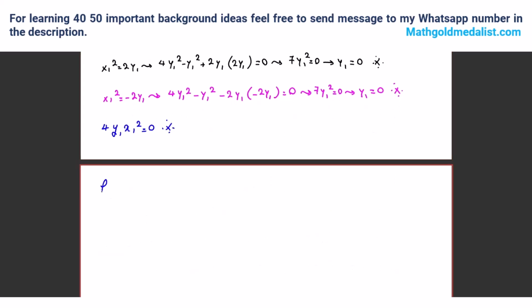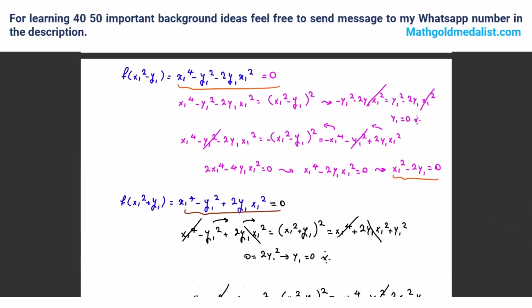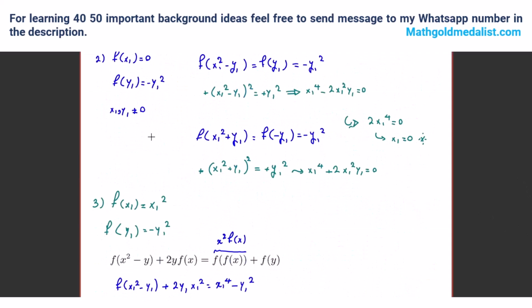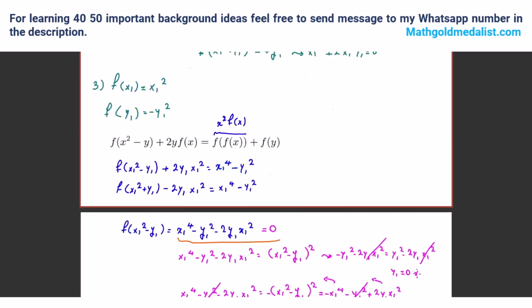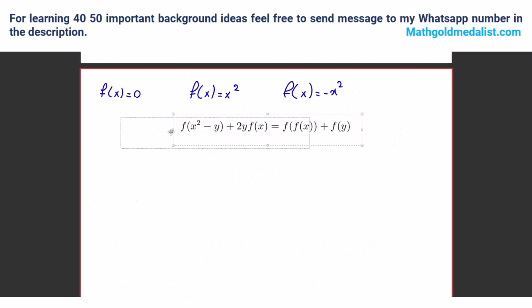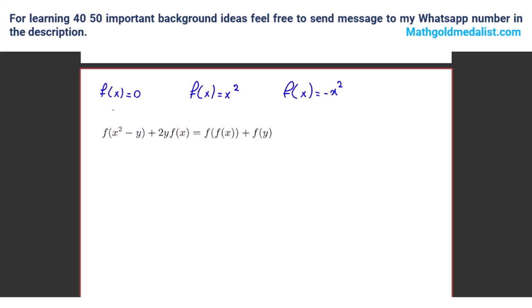We can have only one of them. So the first answer is f of x is equal to 0 for all x. Next one, f of x is x squared. And the last one, f of x is equal to negative x squared. Let's check our answers. So the main equation is this. Always check in the main equation because maybe you have a careless mistake. You should check it like this. So for 0, case 1: 0, 0, 0, 0 plus 0, 0. So it's correct.